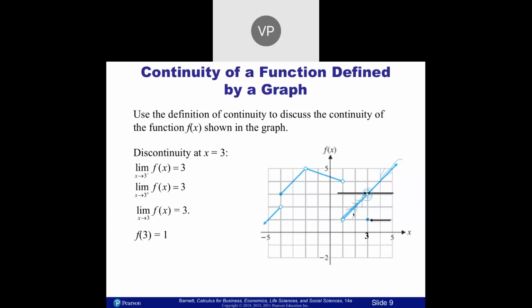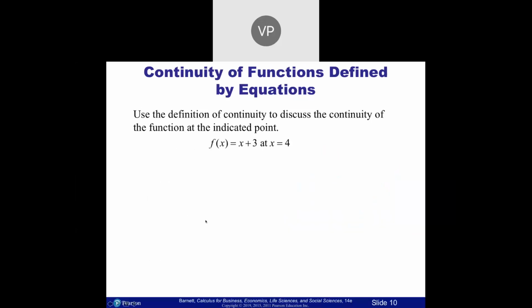But f of 3, remember, f of 3 is not asking a limit. It's asking what's the actual coordinate at x equals 3. The coordinate way down here has a y value of 1. So the first condition works because the limit exists, it's 3. The second condition works because the point exists, (3, 1), but condition 3 fails because those two values are not equal. Okay, and that's why we do not have continuity there.